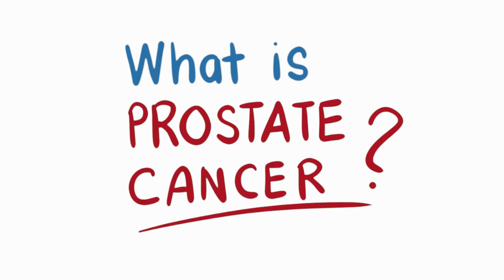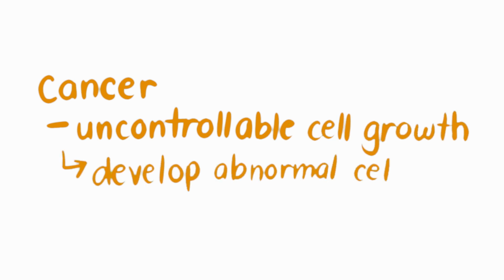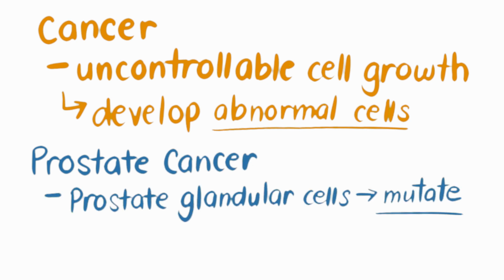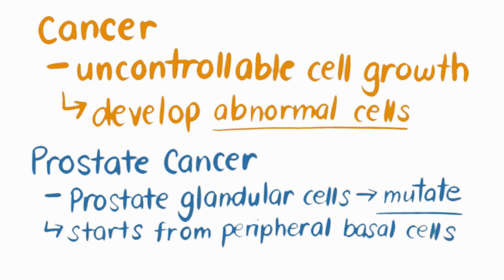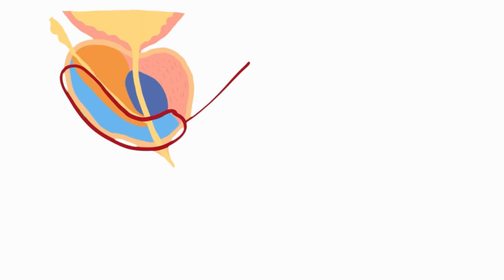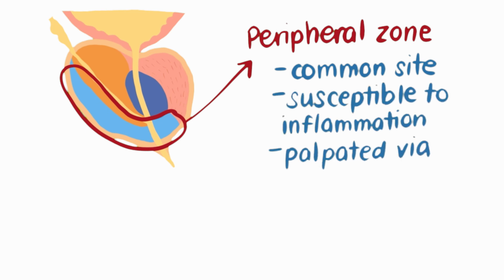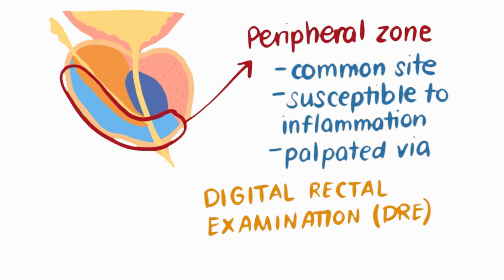What is prostate cancer? Cancer happens when the growth of cells is uncontrollable, leading to the development of abnormal cells. Prostate cancer begins with a mutation in normal prostate glandular cells, starting from the peripheral basal cells. The peripheral zone is the most common site for prostate cancer and is susceptible to inflammation and can be palpated via digital rectal examination or DRE.